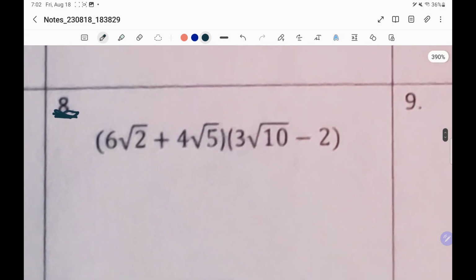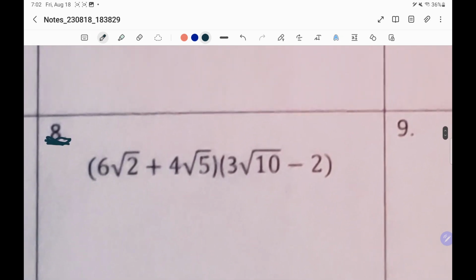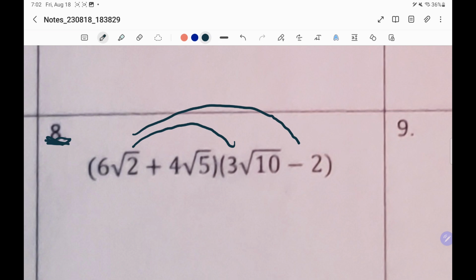Now let's go ahead and do the same thing that we did before. So I'm going to grab the first number, multiply with this, the 3 square root of 10, and then multiply with a negative 2. Okay, let's do that first.